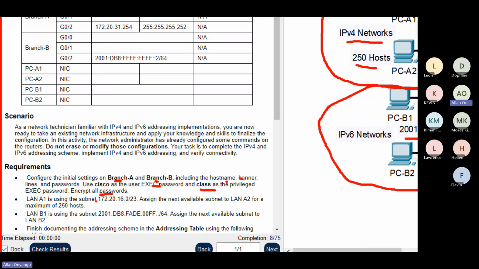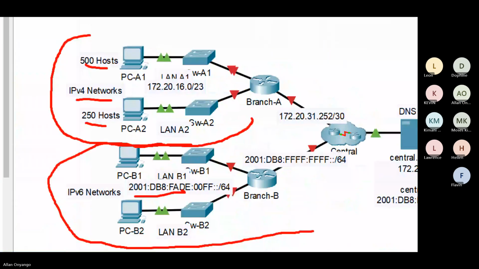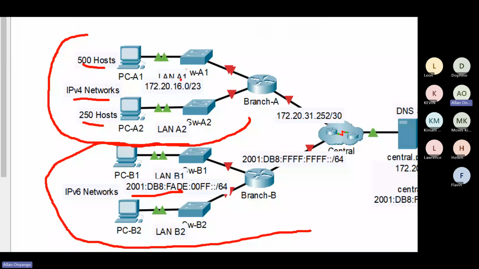Then LAN A is using subnet 172.20.16.0/23. Assign the next available subnet to LAN A2 with a maximum of 250 hosts. This is LAN A1, which is actually this network. It's already using this network, 172.20.16.0/23. And the second network is LAN A2, which is this network here. From the router interface, which is the default gateway, come to the switch, the PC, then they're using 250 hosts.